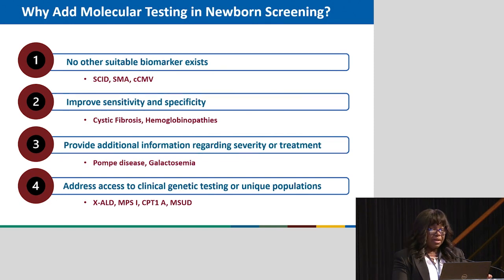The second application is to improve the performance of a first-tier biomarker. And the most common example here is the use of a variant panel or sequencing for the CFTR gene, which is needed because of the poor performance of its first-tier biomarker, IRT, in the screening of cystic fibrosis. The third reason is to help clarify phenotype, severity, onset of disease, as is the case in the use of reflexed molecular analysis of Pompe and galactosemia. And finally, programs may choose to add molecular testing to help address access issues in general or to assess known variants in certain populations.